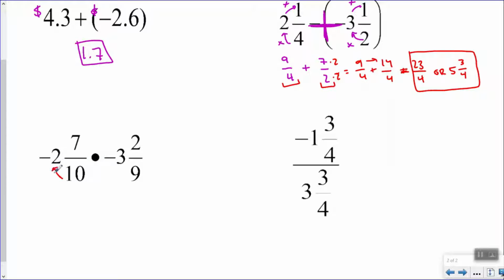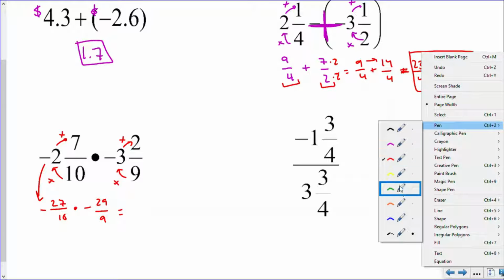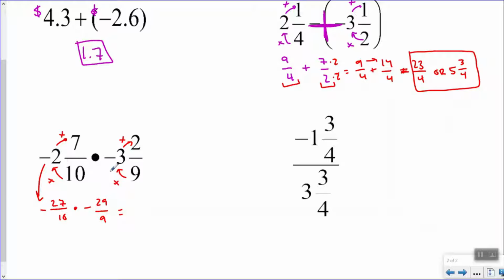So we're going to multiply. 10 times 2 is 20, plus 7, so we have 27 over 10, but that was negative, so we have to bring down our negative sign, times 9 times 3 is 27, plus 2 is 29, and this was also negative, so we have 29 over 9. Now when I look at my signs, I have two negative numbers. Because the signs here are the same, when I multiply, I'm going to get a positive answer.